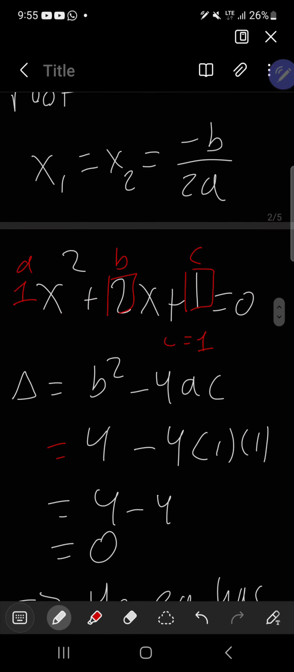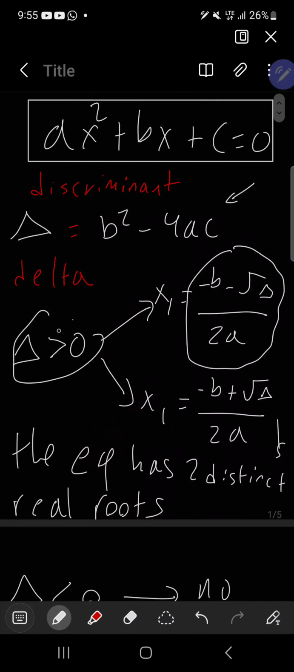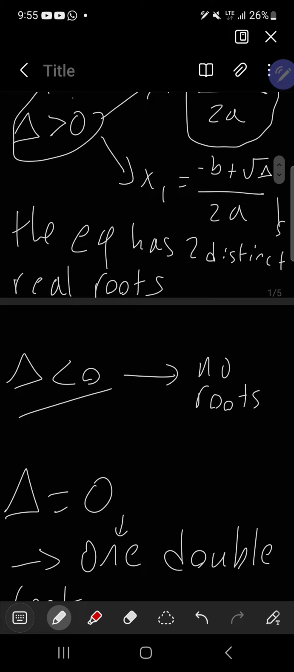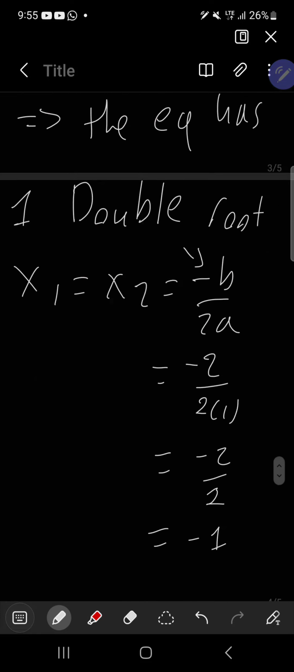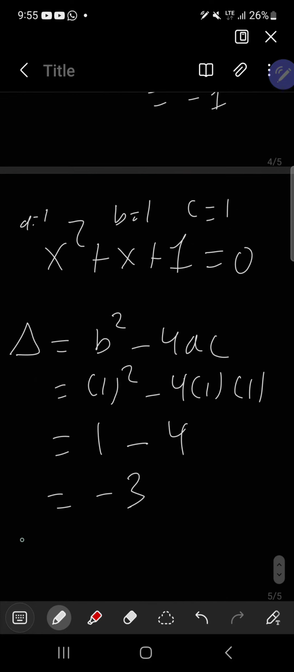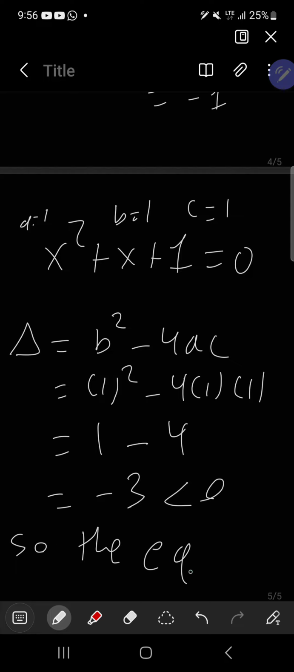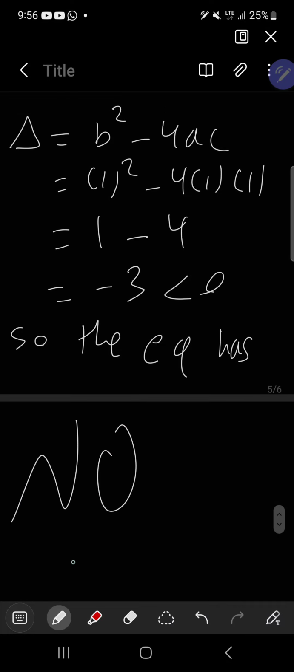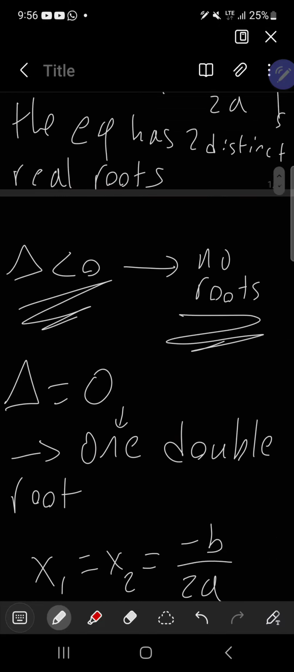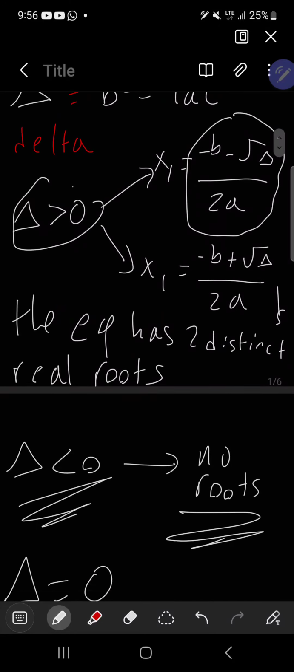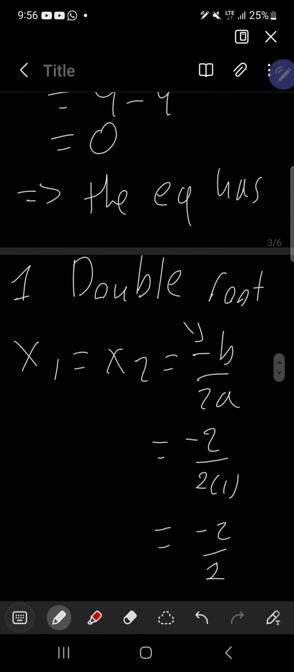We check the cases. It's not positive, it's negative. So what do we get? We have no roots. So let's say right over here that delta is negative, so the equation has no roots. It's as simple as that. You just need to memorize these 2 pages and their rules, and you can solve any equation.